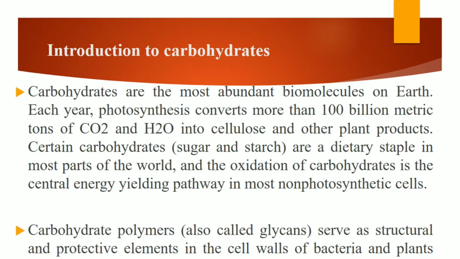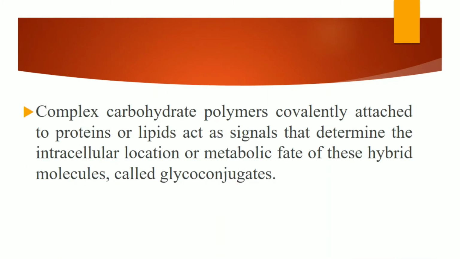Carbohydrate polymers, also called glycans, serve as structural and protective elements in the cell walls of bacteria and plants. Carbohydrates are very complex polymers covalently attached to proteins or lipids, and act as signals that determine the intracellular location or metabolic fate of these hybrid molecules called glycoconjugates. So basically glycoconjugates are the molecules which are formed by the combination of carbohydrates and proteins or lipids. So they are also very important.